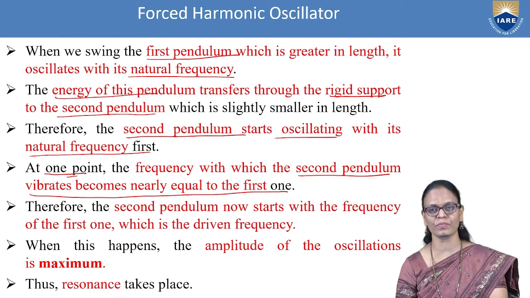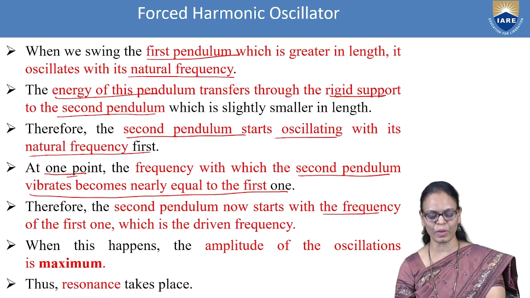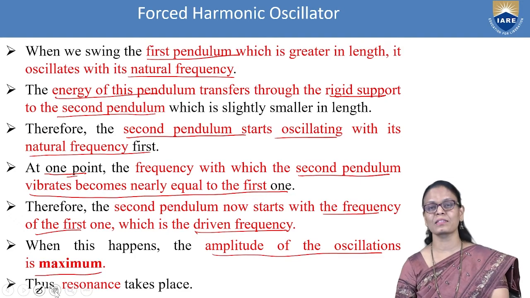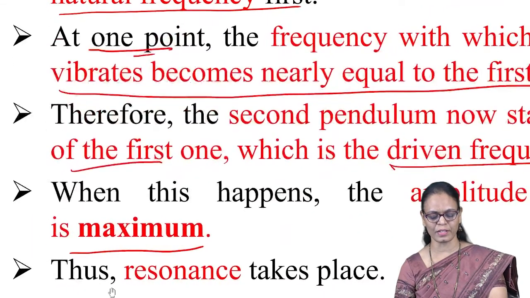That is the frequency of the first one. So therefore, the second pendulum vibrates with the frequency of the first one, which is the driven frequency. And when this happens, the amplitude of oscillations is the maximum. And this is called resonance.